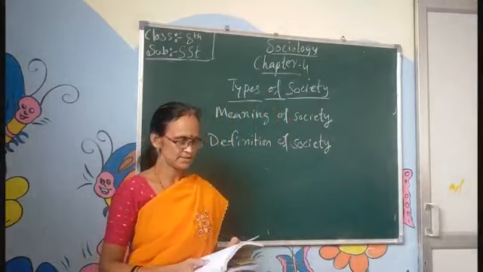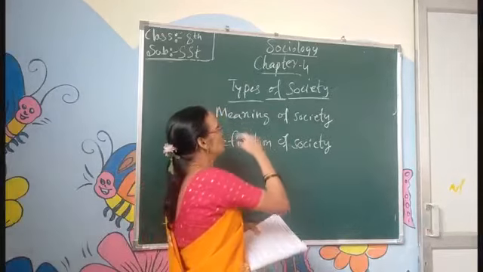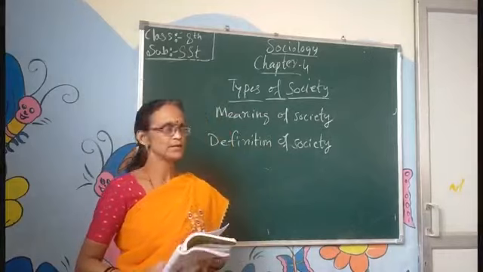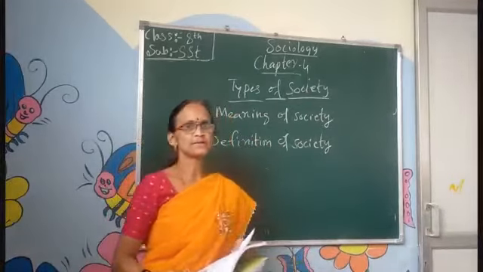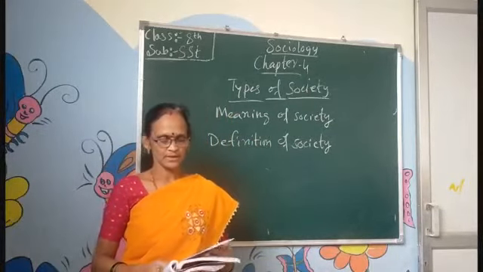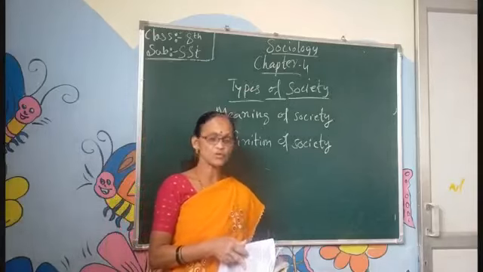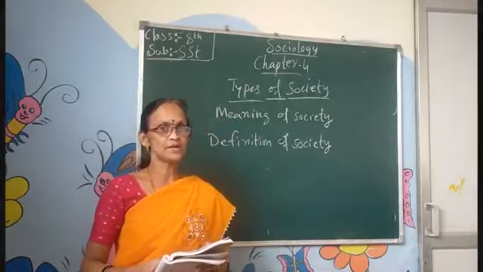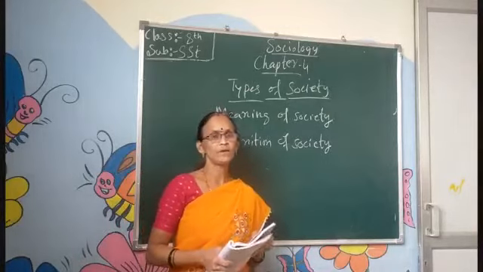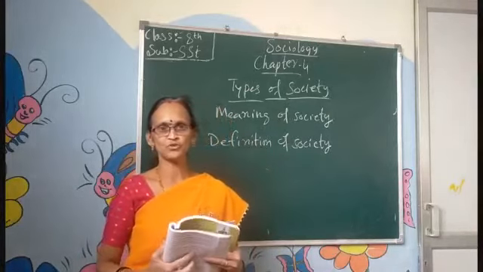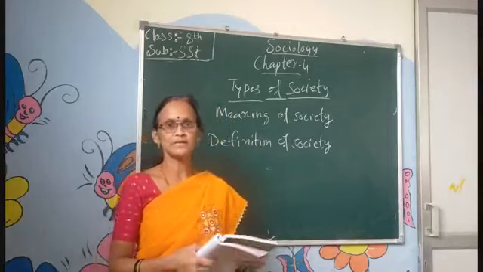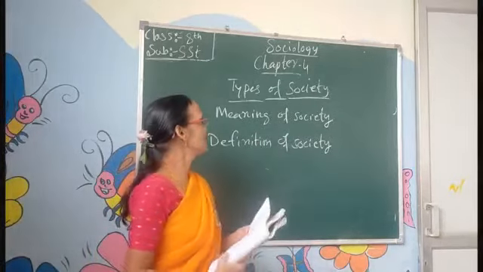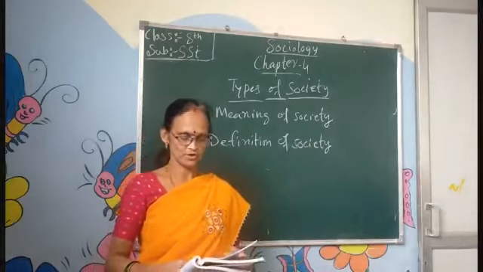Standard SST class. The subject is sociology. In sociology I have completed 3 chapters. This is the 4th chapter, types of society. In the previous class we studied the social institution, the meaning of social institution, the necessities, and why you need knowledge of social institutions. Now let us learn about the types of societies in this lesson, the 4th lesson in sociology.